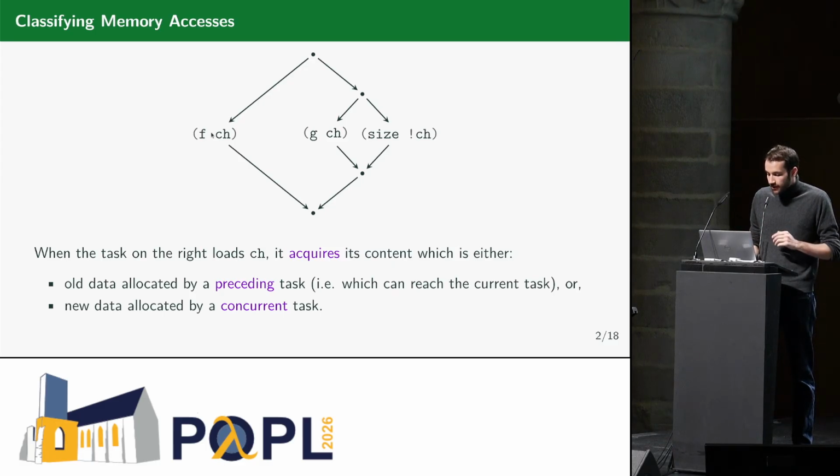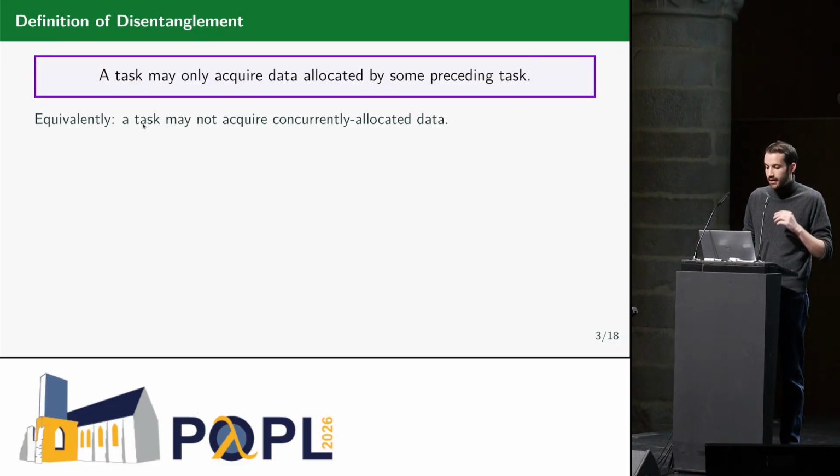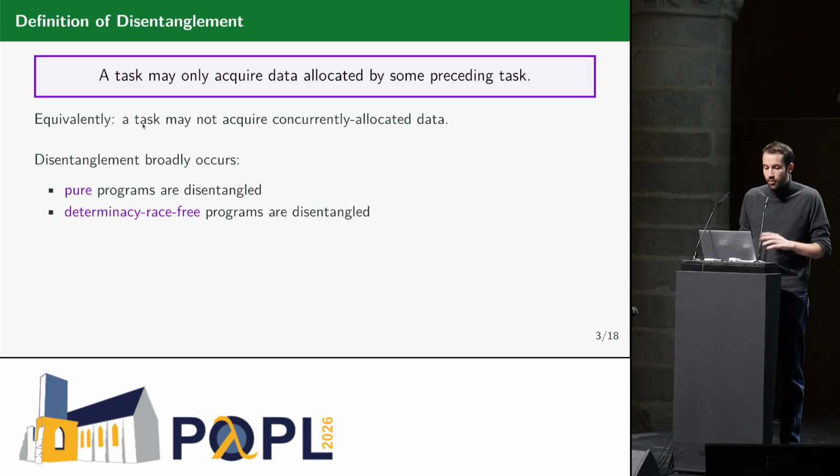And disentanglement restricts what a task is allowed to acquire. In particular, disentanglement says that a task may only acquire data allocated by some preceding task. Equivalently, we can say that a task may not acquire concurrently allocated data. The first remark we can make about disentanglement is that it's a property that broadly occurs. For example, pure programs are always disentangled, but also determinacy race-free programs are always disentangled.